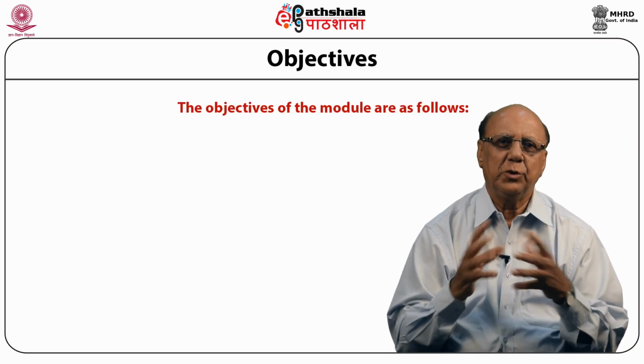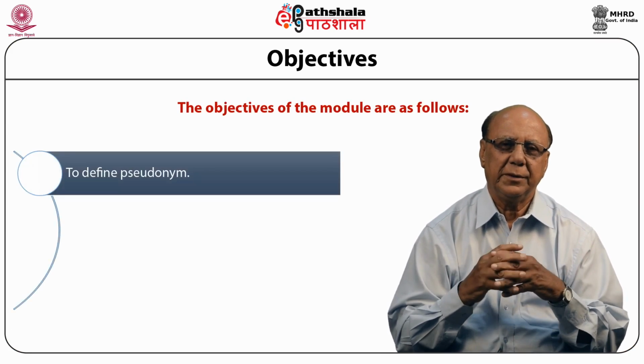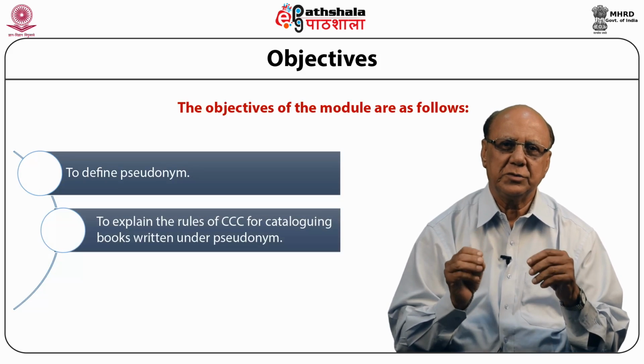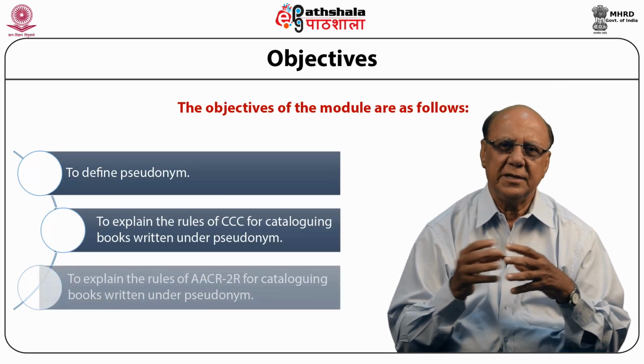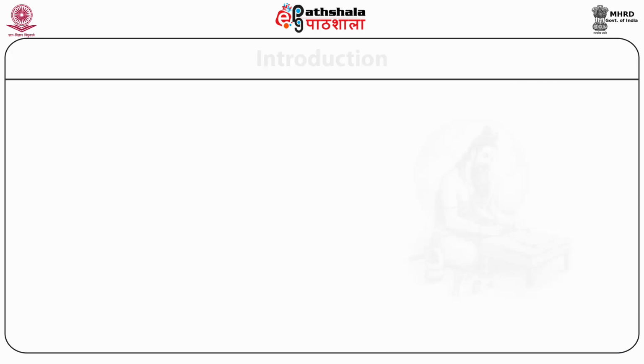Objectives of this module are as follows: to define pseudonym, to explain the rules of CCC for cataloging books written under pseudonym, to explain the rules of ACR2R for cataloging books written under pseudonym.